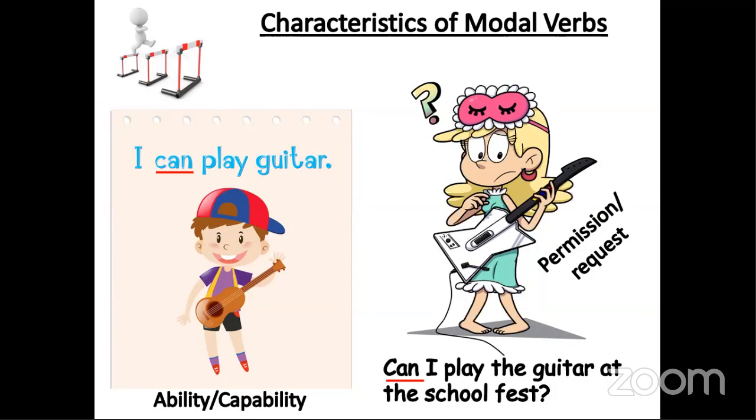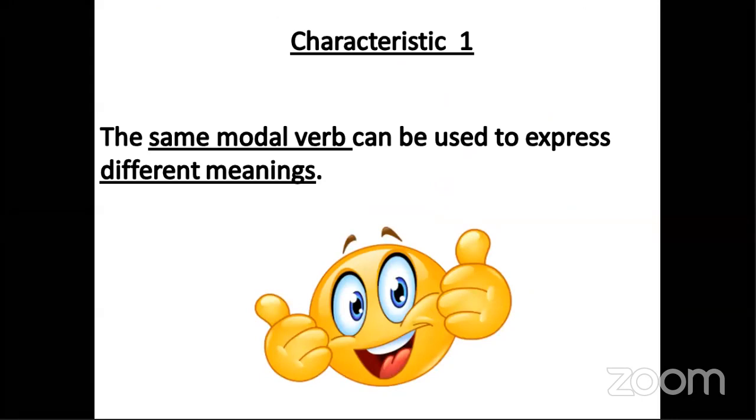So what do we see in this? What do we understand from this? Is it not very clear that the same modal verb can be used to express two different meanings? In the first case, it was giving out the meaning of ability or capability, but whereas in the second sentence, can is giving us the meaning of permission or request. So we arrive at the first characteristic of modal verbs. The same modal verb can be used to express different meanings.